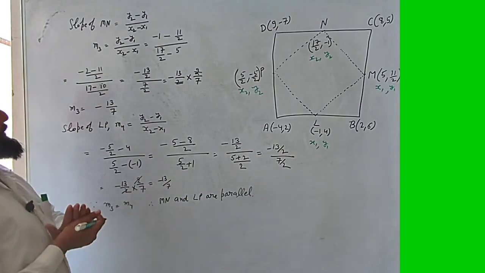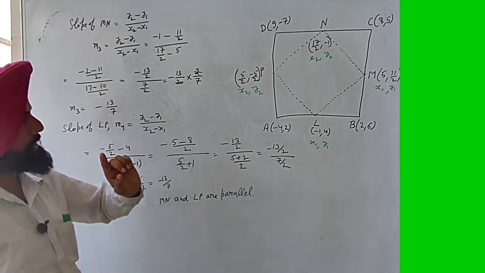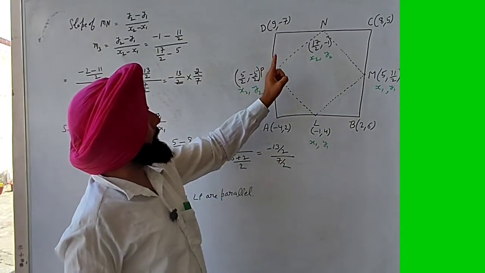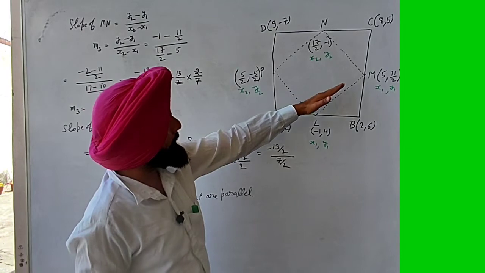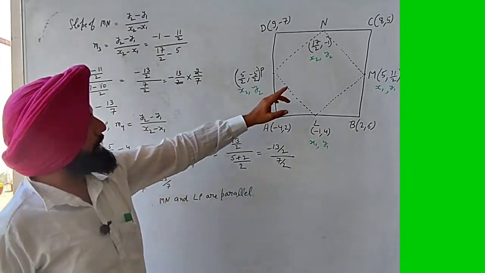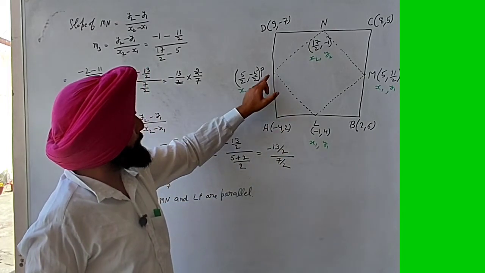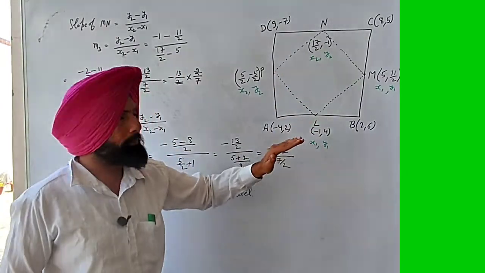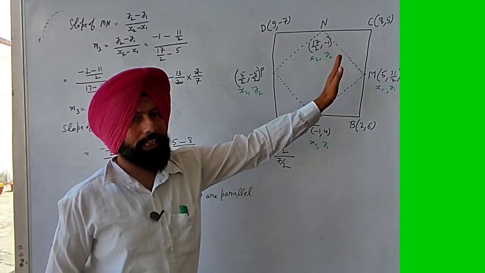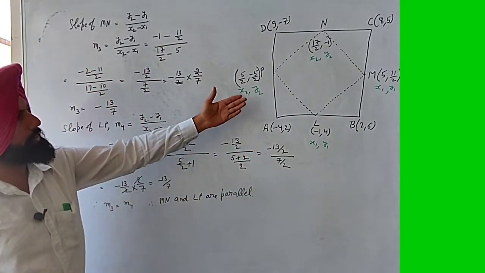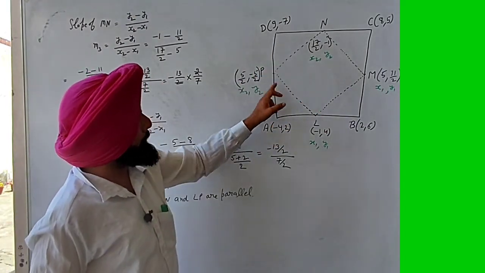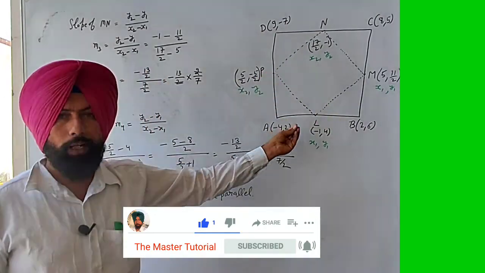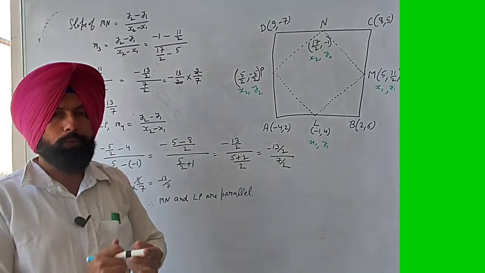Now combining the previous result and this result: in the previous result we found LM and PN are parallel, and in the second case MN and LP are also parallel. So the diagram that was formed is a parallelogram because opposite sides are parallel. So the figure formed by joining the midpoints of the given quadrilateral is a parallelogram, and this is what we had to prove. Thank you so much.